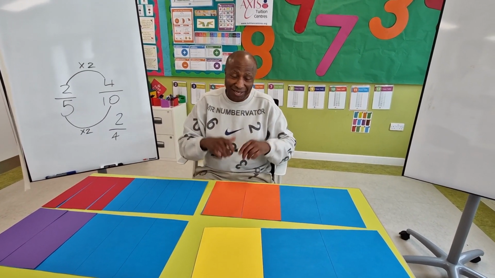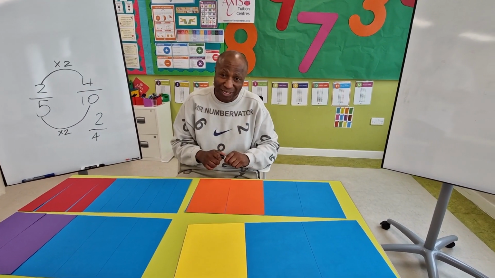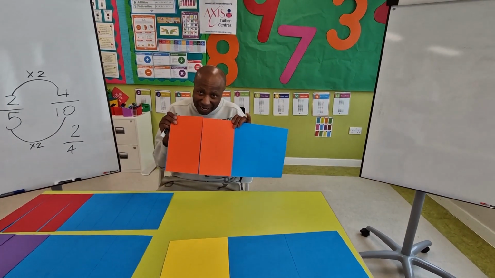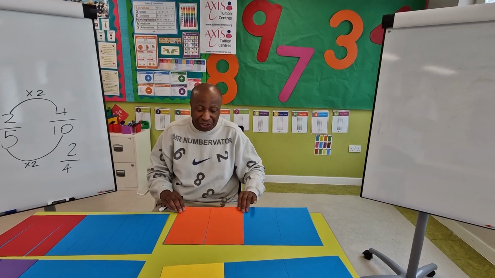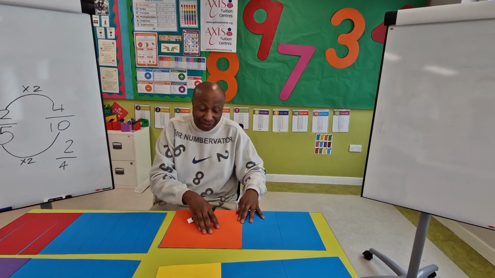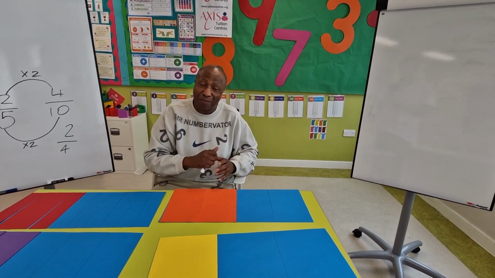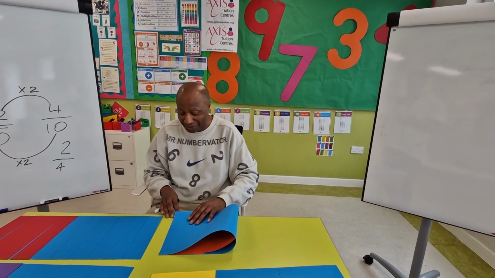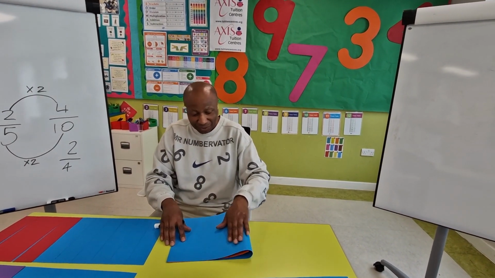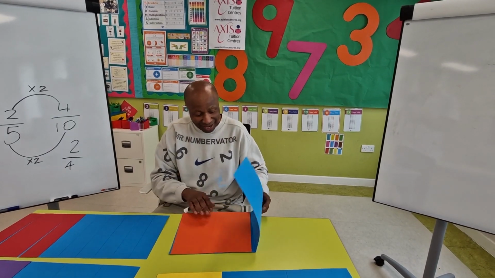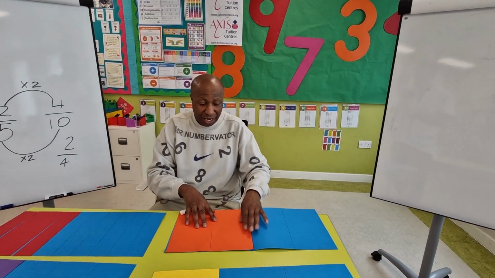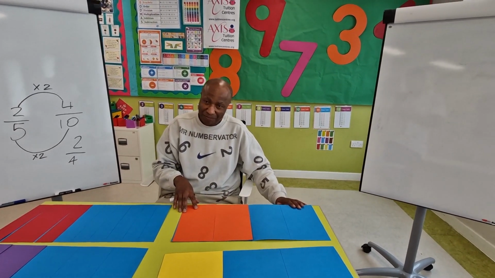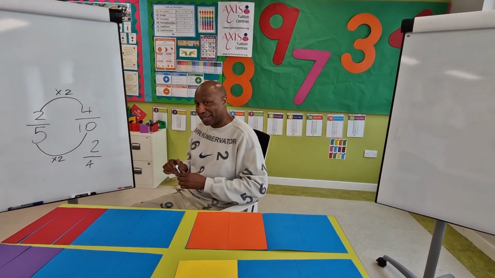Something interesting has happened again this morning, children, because if you look at this rectangle, I have shaded in exactly half of my rectangle. If I fold this in half like this, you can see that I have shaded exactly half of my rectangle. Let's look at the board here to prove it.